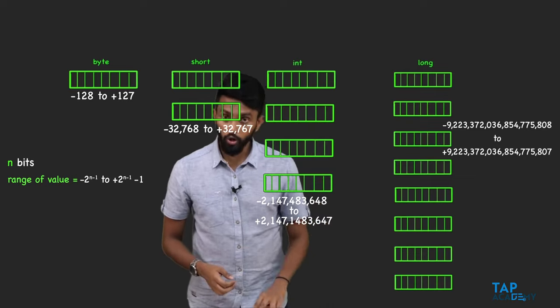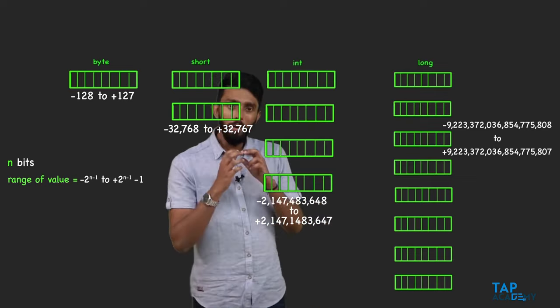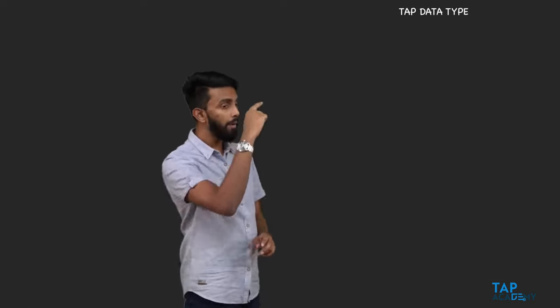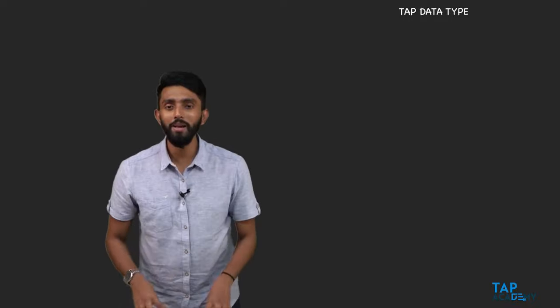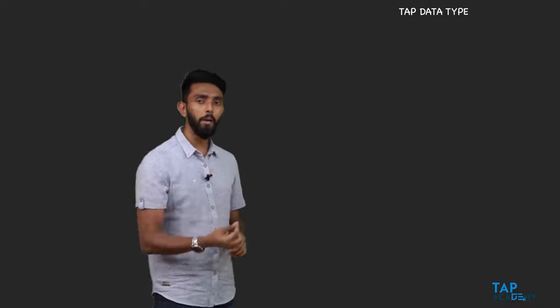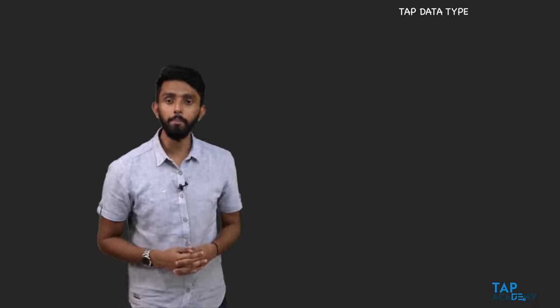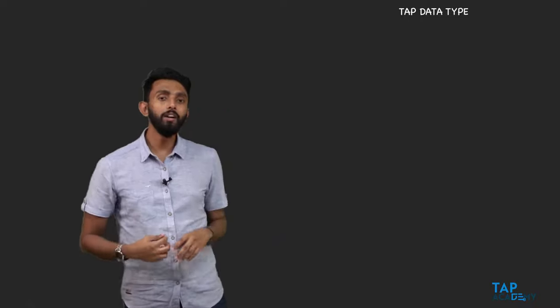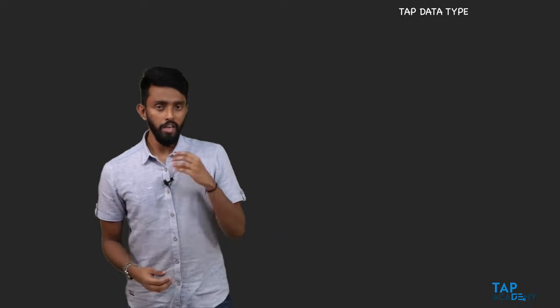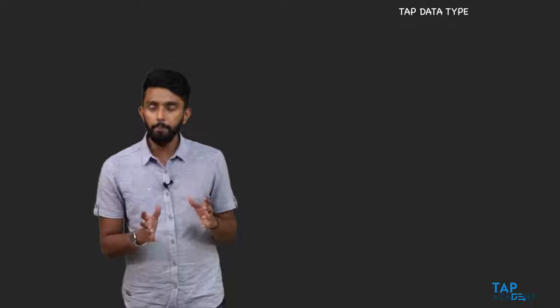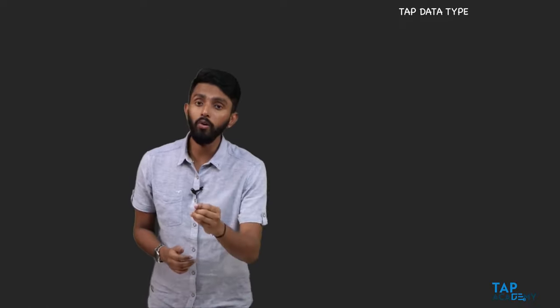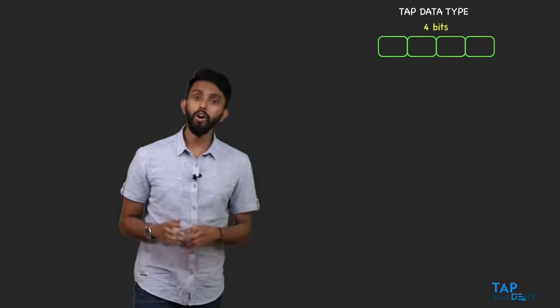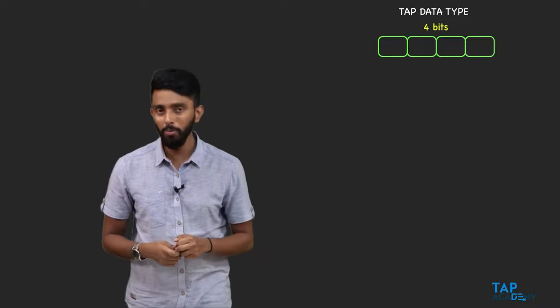Really, sir, you're going to create your own data type? Yes. And my data type's name is going to be the tap data type. You can call it tap, like byte, short, int, long, there is tap data type. No, don't go type tap, you'll get an error. But I hope you're able to understand. Now, let us assume that I decided that the tap data type, if somebody creates a variable of type tap, is going to allocate 4 bits or half a byte, 4 bits. I hope you're able to think.